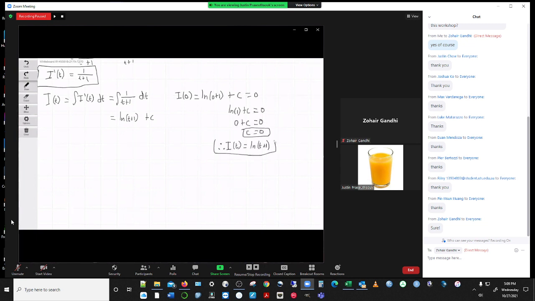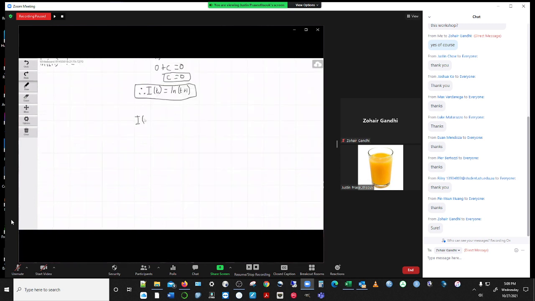And now that we know the exact expression for I of t, we now just sub in the right value for t so that the integral is equivalent to the original integral we were evaluating, which means we sub in t equals 3, which then gets us ln 4.